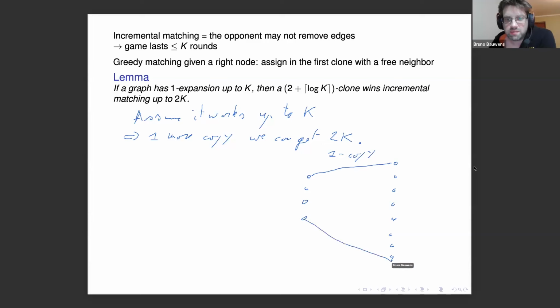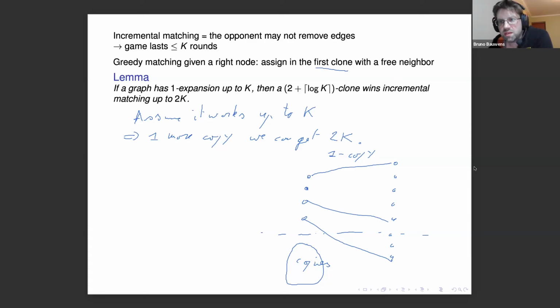So there are edges here. And let us also look at other copies. So here are other copies. And I will prove that at any moment, with the greedy algorithm, it selects the first clone that has a free neighbor. So here is the first copy. So we choose the first copy and the clone that has a free neighbor of a node. So I prove that at any moment, the number of matches assigned in the first copy is at least the number of matches assigned in the other copies.